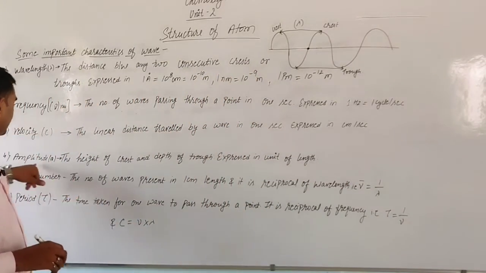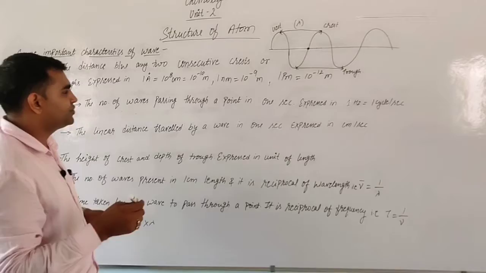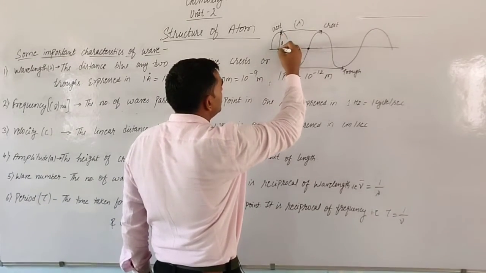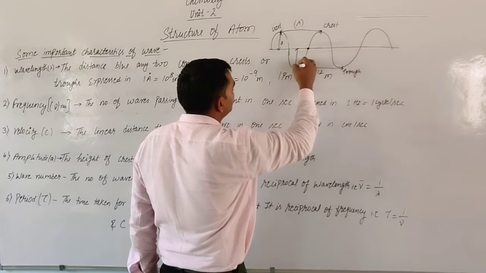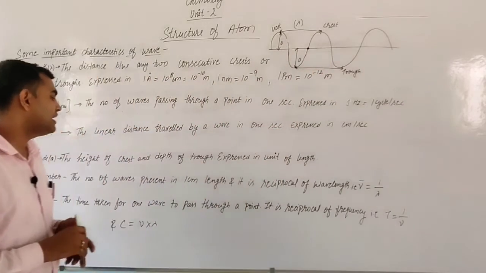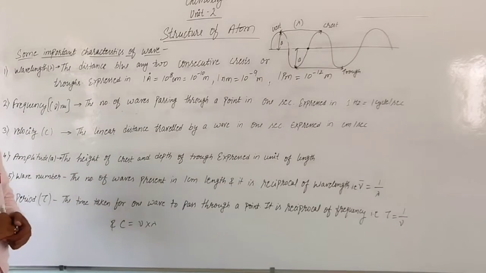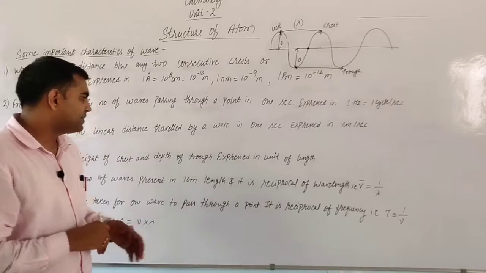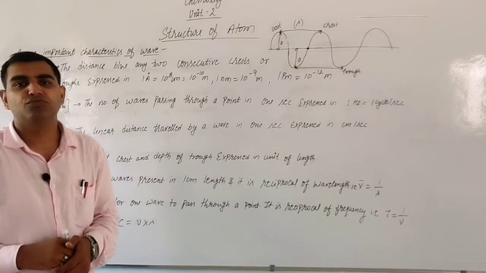The next is amplitude. What is amplitude? Amplitude is the height of the crest or the depth of the trough. It is denoted by small a, and the basic definition is that the height of the crest or depth of the trough is known as amplitude, and it is expressed in units of length.